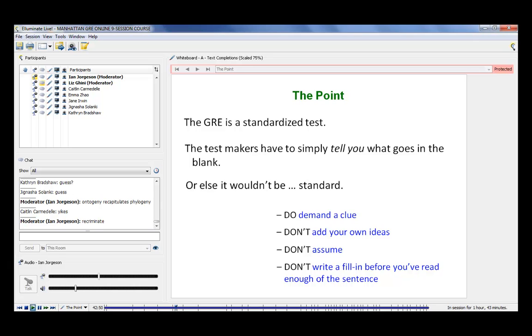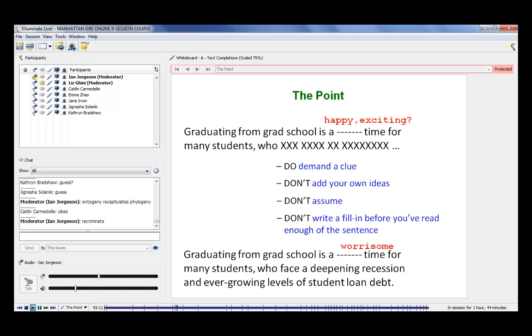And so that means you have to demand a clue. You've got to demand that every sentence has a clue, which means if you're not seeing a clue in it, it's not their mistake. Make yourself find it. Make yourself find the clue. Don't just read the sentence and assume you know what it means, because then you're bringing in your own feelings and your own bias. So let's see an example of that.